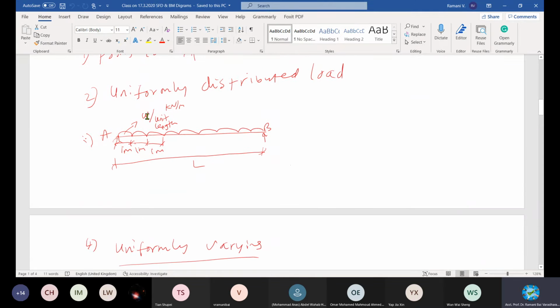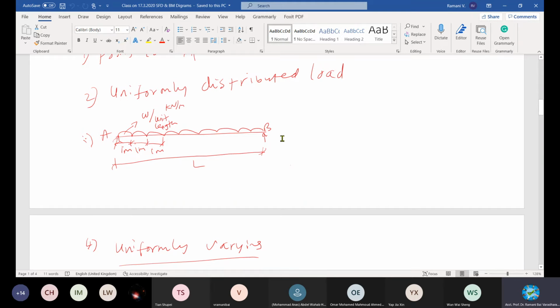Uniformly distributed load will be given a value of W kilonewton per meter, or some value of P or W, some newtons over unit length, per meter. If it is a UDL, the load is distributed, and the value is written as W over unit length, W per meter. Like if I write 10 kilonewton over meter, every meter has 10 kilonewton acting.